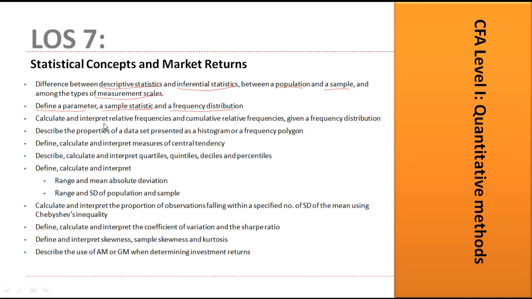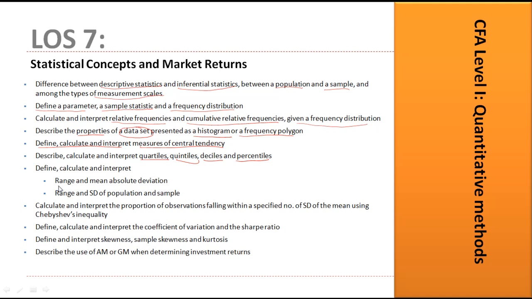Then we will look at the relative frequency and cumulative relative frequencies given a frequency distribution. We will describe the properties of a data set presented as a histogram or a frequency polygon. We will define, calculate, and interpret the measure of central tendency, for example mean, median, etc. We will look at the quartiles, quintiles, deciles, and percentiles. All of them are from frequency distribution.